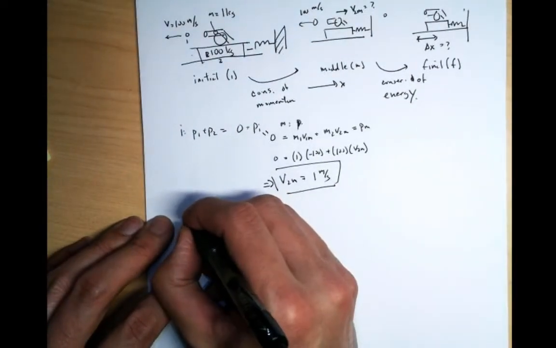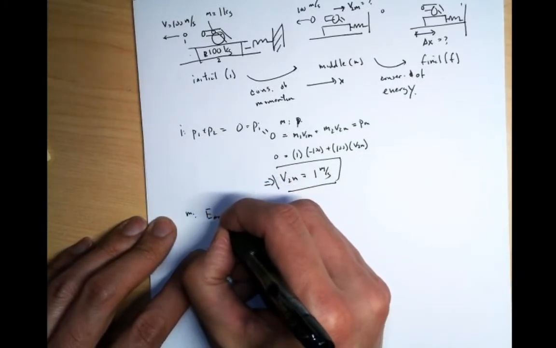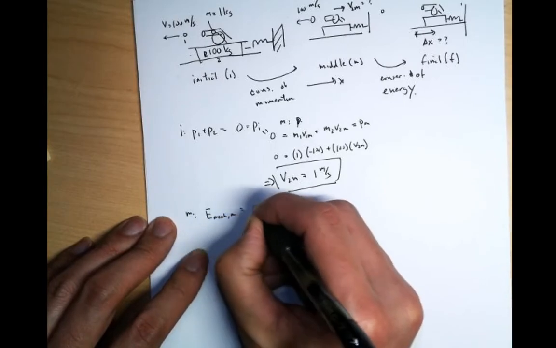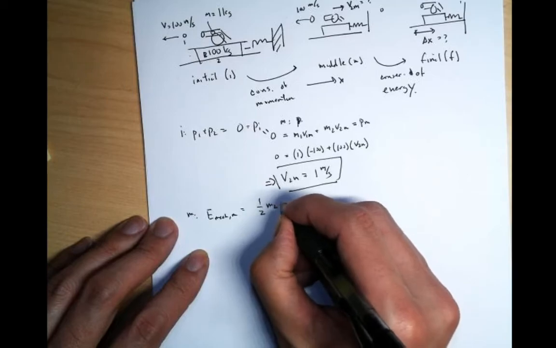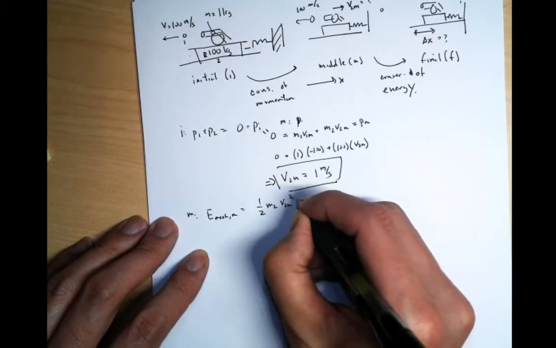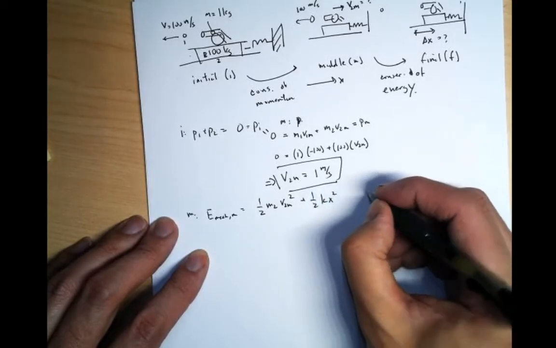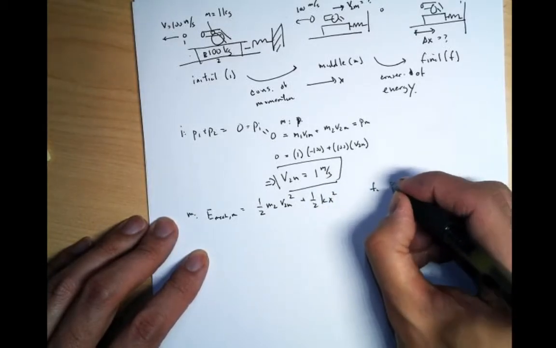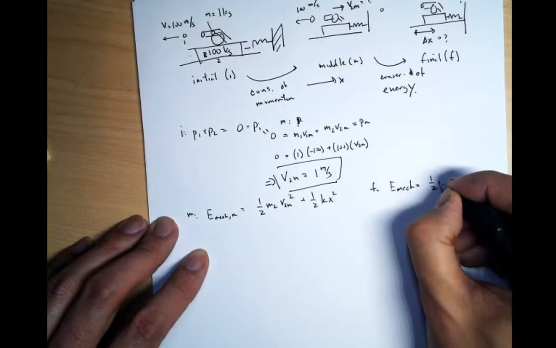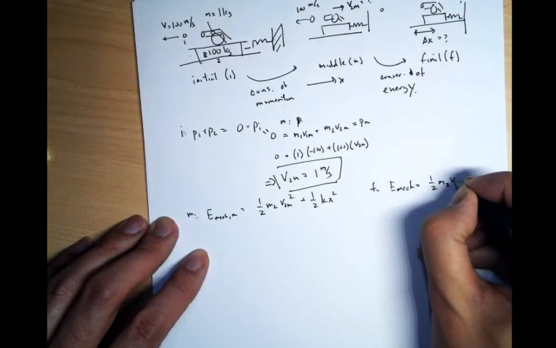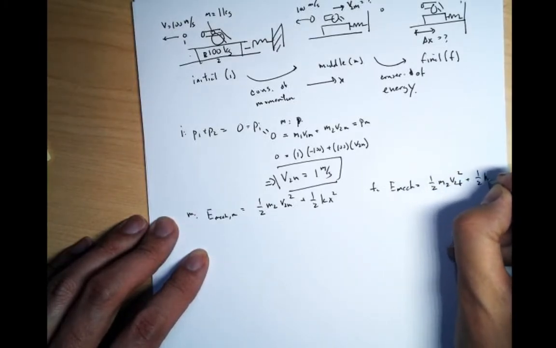So the middle state, we have E mechanical middle is equal to 1/2 M2 V2M squared plus 1/2 kx squared. We're just looking at this thing right here. And the final state, the mechanical energy, is equal to 1/2 M2 V2 final squared plus 1/2 kx squared.